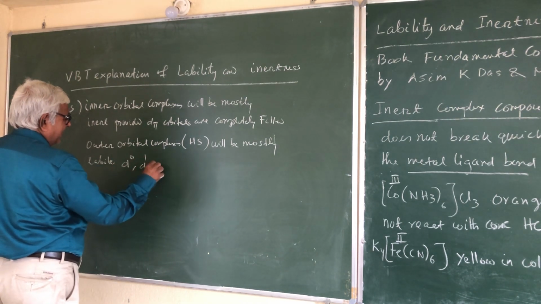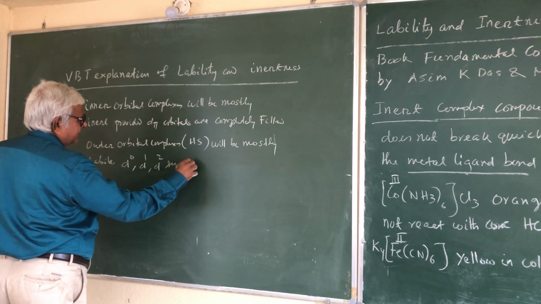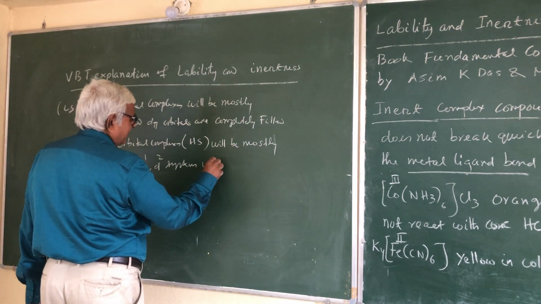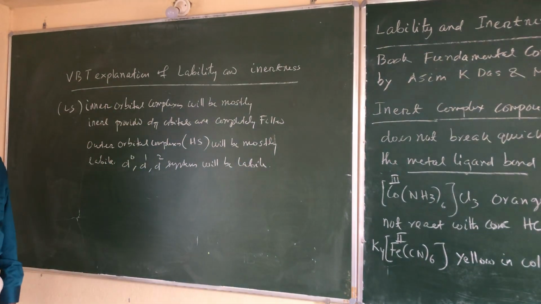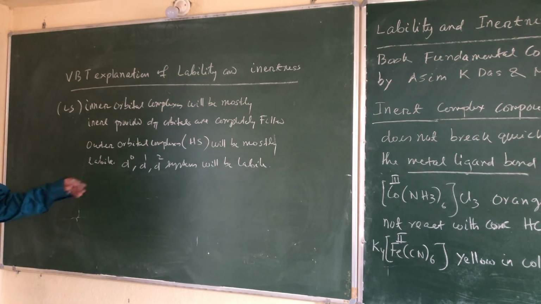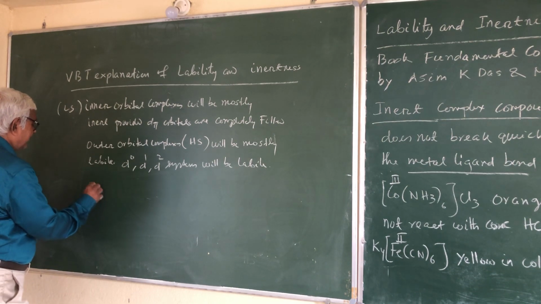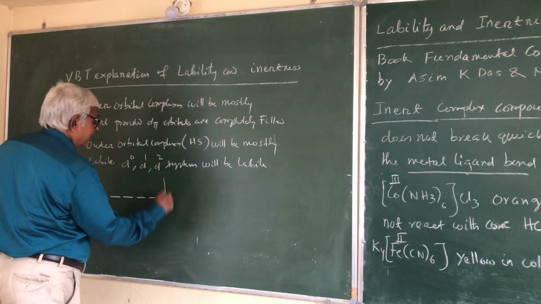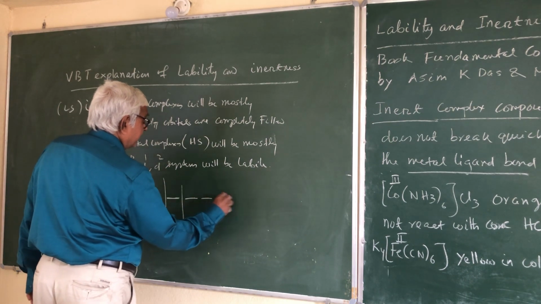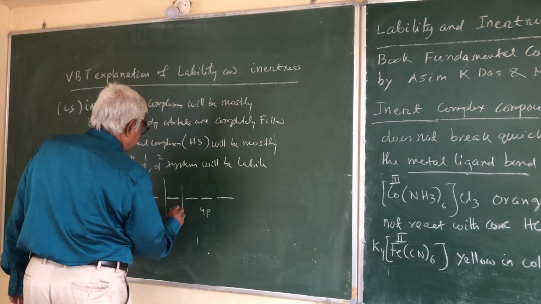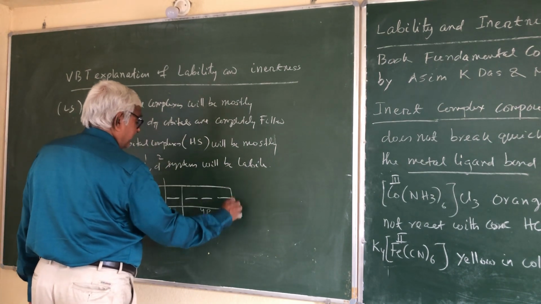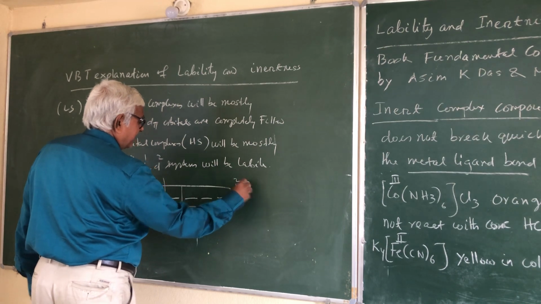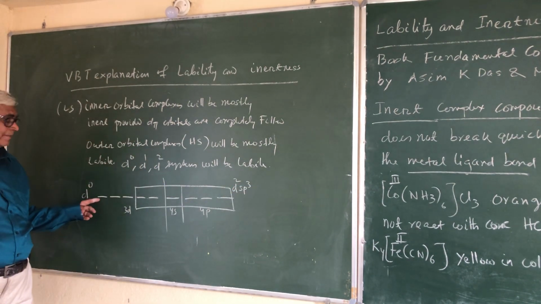D0, D1 and D2 systems will be labile. D0, D1, D2 system, what does it mean? Suppose d0, 1, 2, 3, 4, 5. So this is 4p, 4s, 3d. So here the d orbitals are vacant.